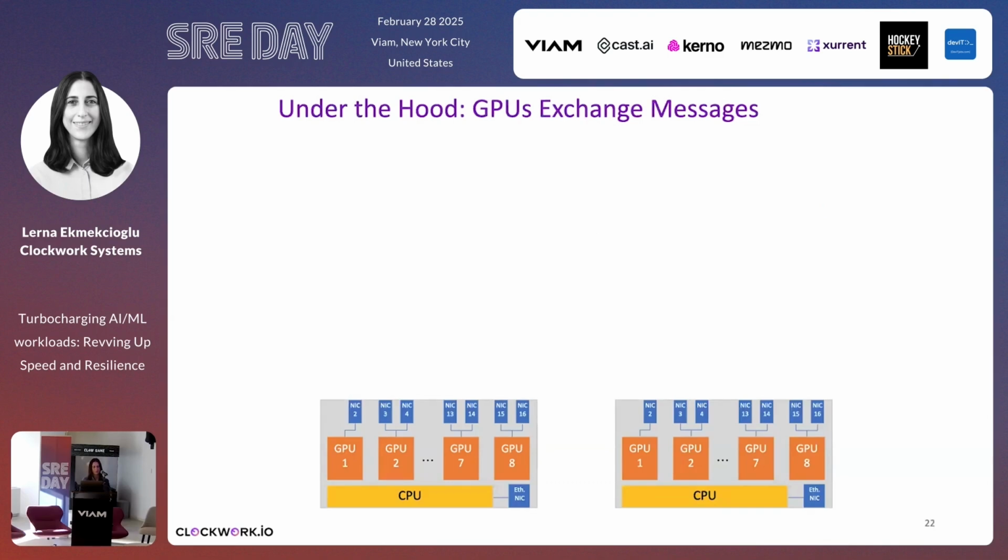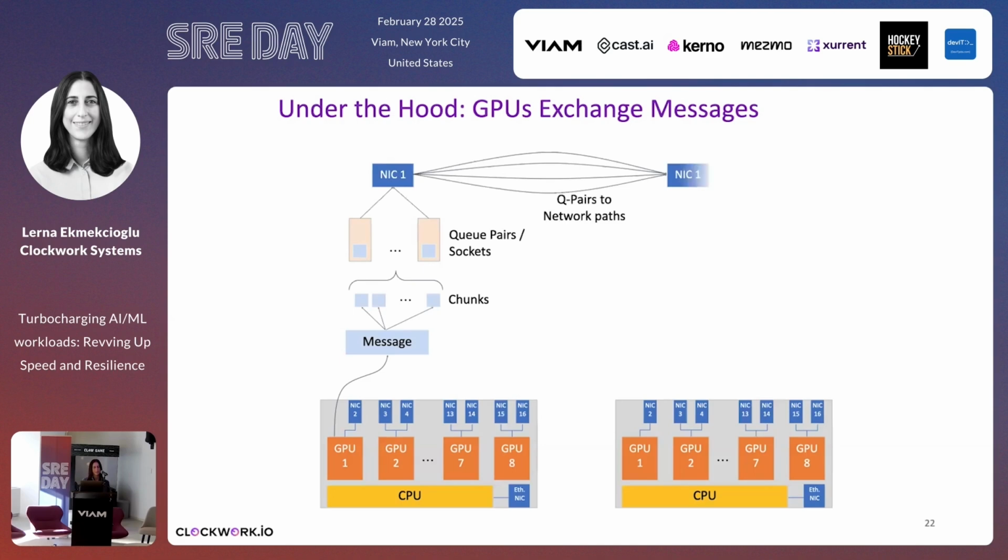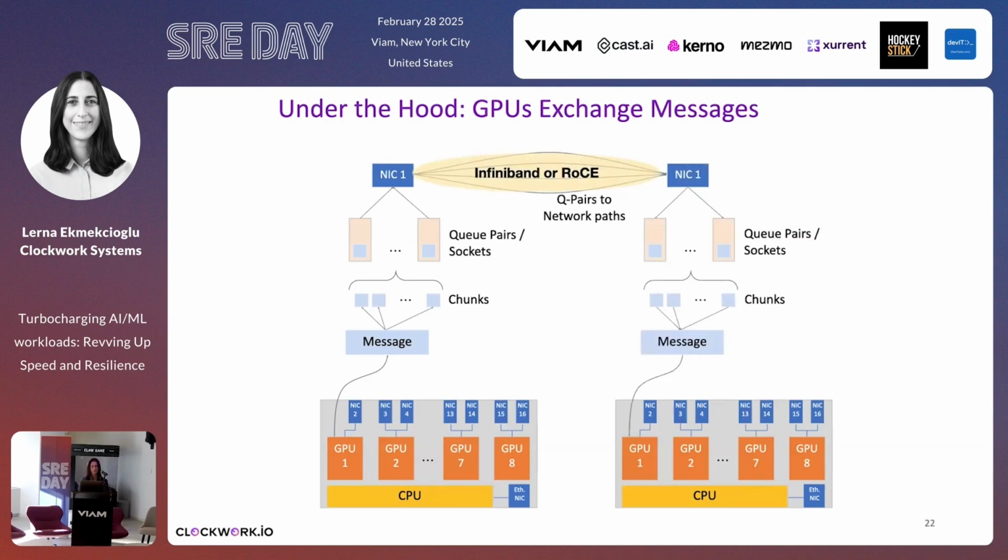So I have two nodes here, typical nodes with 8 GPUs and 8 dual-ported NICs. So I have 16 logical NICs. GPUs generate messages. Messages get divided into chunks. Chunks are mapped to queue pairs. Queue pairs are packetized. The data is packetized by the NICs over the wire, over InfiniBand or RoCE. And the receiving NIC is going to take this up the stack.